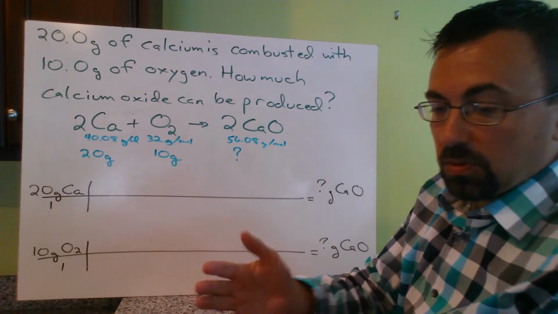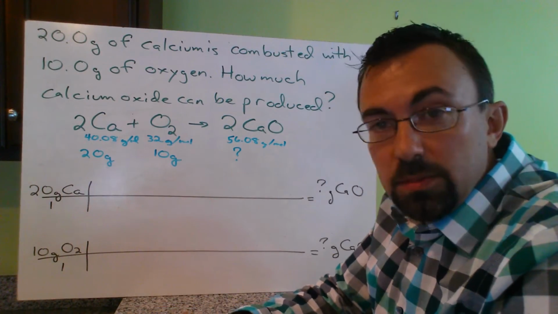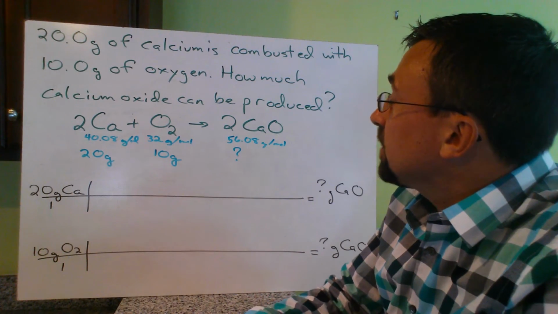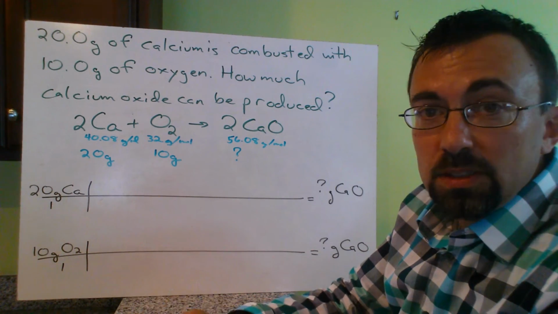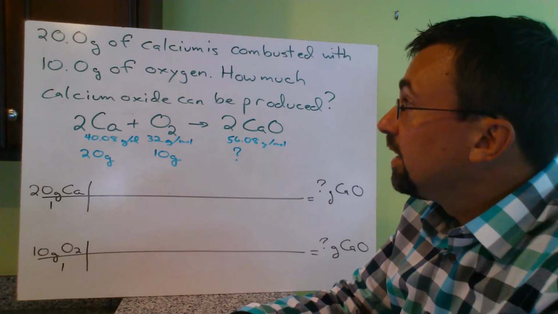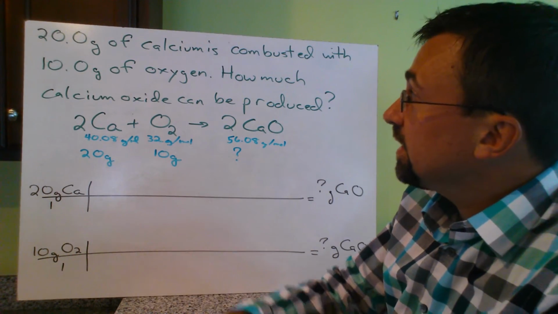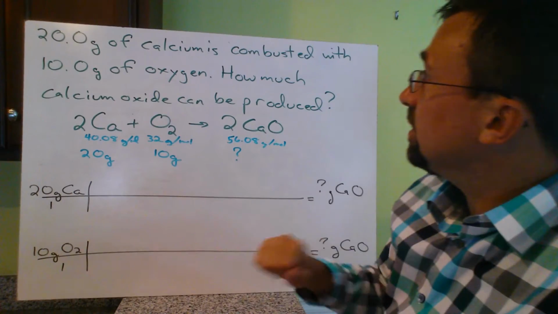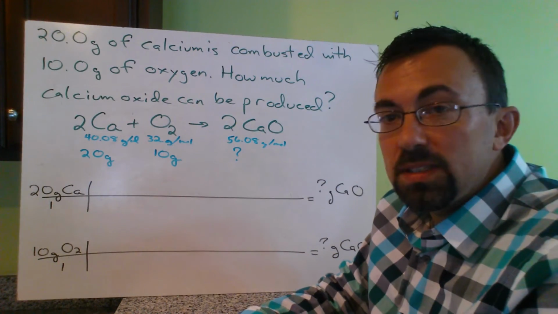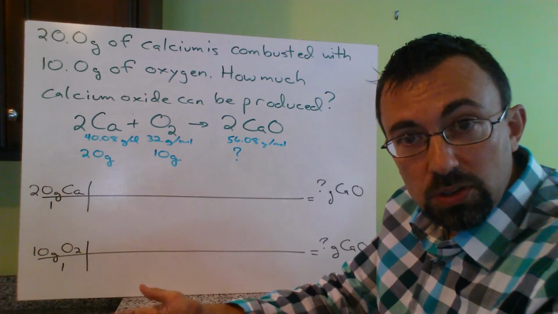Let's take a very simple reaction. We can burn calcium in the air. If we take some calcium metal, we heat it up a little bit, it'll combine with oxygen, form calcium oxide. If, for example, I did this in a closed environment and I had 20 grams of calcium and 10 grams of oxygen, what is the maximum amount of calcium oxide I can produce?